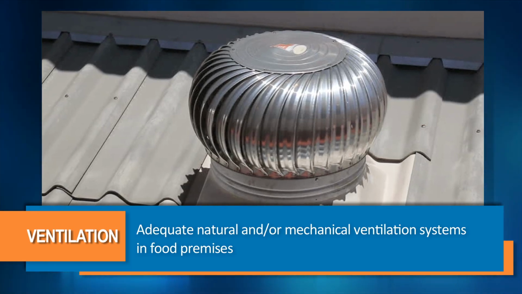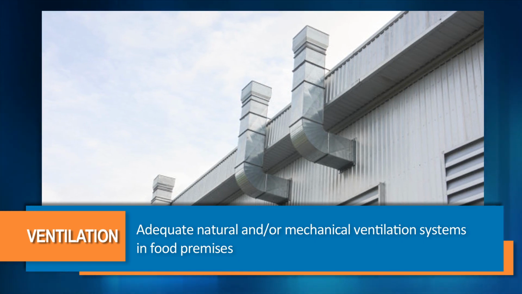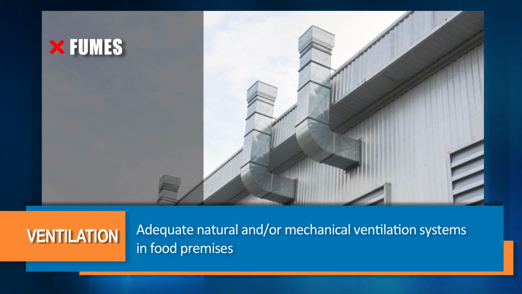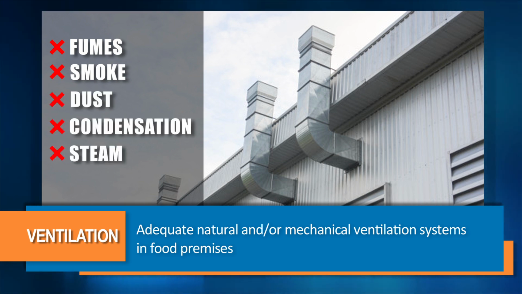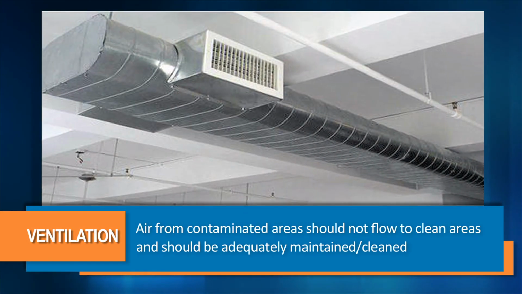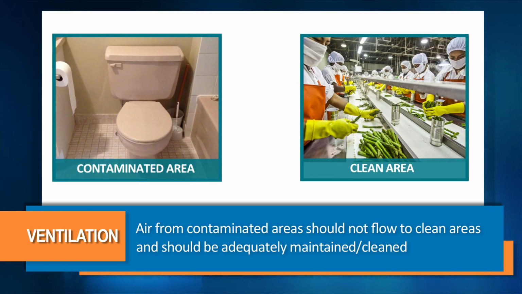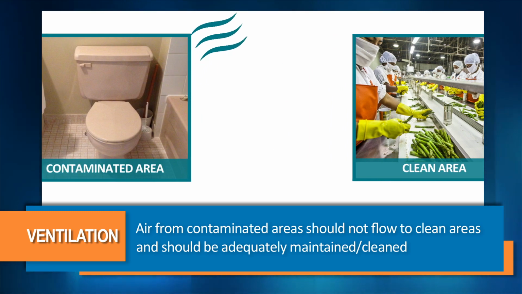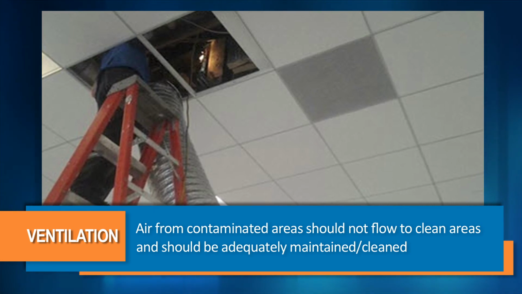Food premises shall have adequate natural or mechanical ventilation systems to effectively remove fumes, smoke, dust, condensation, steam, and vapors from the manufacturing area. Ventilation systems shall be designed and constructed so that air does not flow from contaminated area to clean areas, and can be adequately maintained and cleaned.